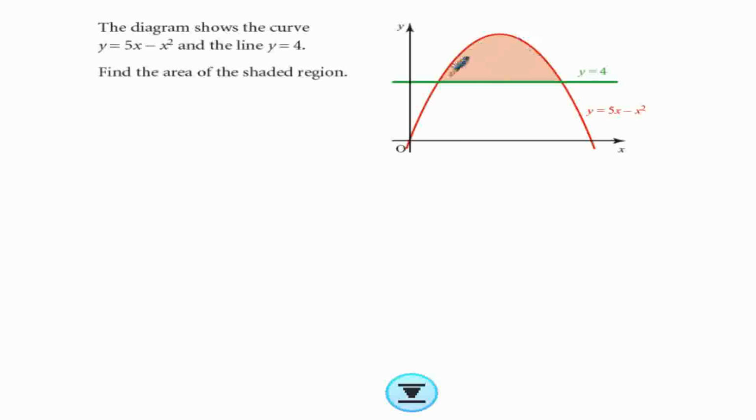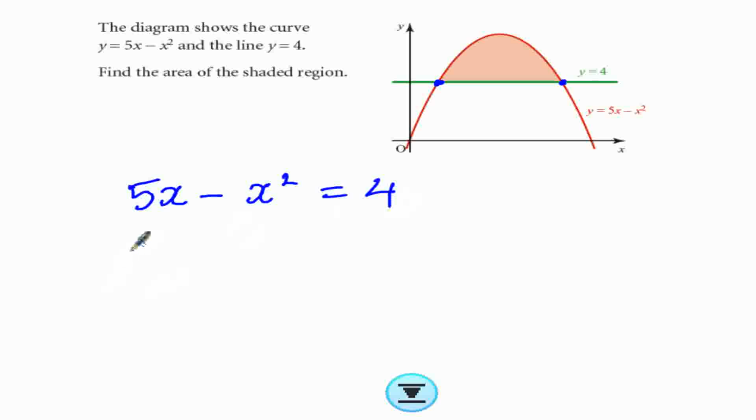And this part is enclosed by the curve and the line. So for us to start working on this, you first have to find the points of intersection where the curve intersects with the line, and those will be the limits we are going to use to integrate. So let's start with that. For intersection, y is equal to y, and that will be 5x minus x squared equals 4.